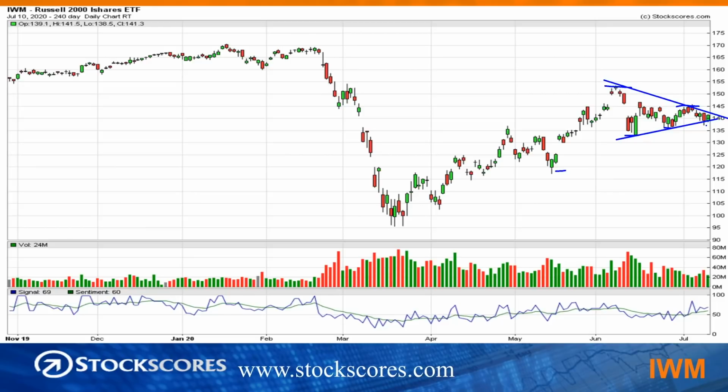But until we break out of the pennant, we don't really have a reason to sort of predict where price will go. If we get an upside breakout from the pennant, that would be bullish and indicate that those small caps want to go higher. If we get a downside break, it would indicate that they are going to go lower. Right now, I would give this a neutral rating for the small cap stocks in the US.